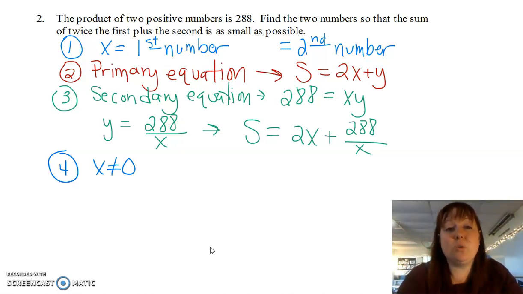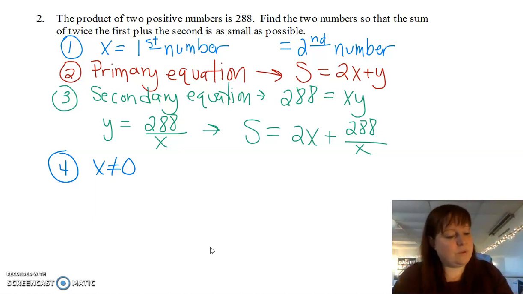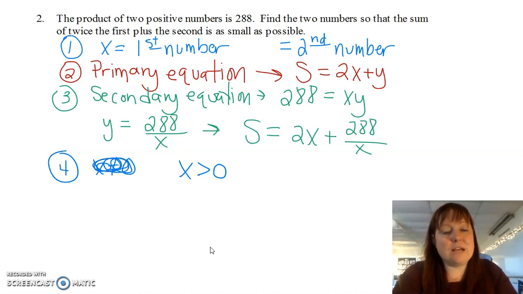because again, we live in the real world and most optimization problems are real world applications. So we have to decide what the real world tells us that we can and can't do. And in this case, it just told us the two numbers can't be negative. They have to be positive. Because in theory, you could multiply two negative numbers together and get 288. So in theory, there are numbers that exist, but our constraints say, nope, we don't want the negative ones. We only want the positive ones. So our domain is actually x is greater than 0, right? Because not only can x not be equal to 0, it can't be less than 0 either. It has to be greater than 0.